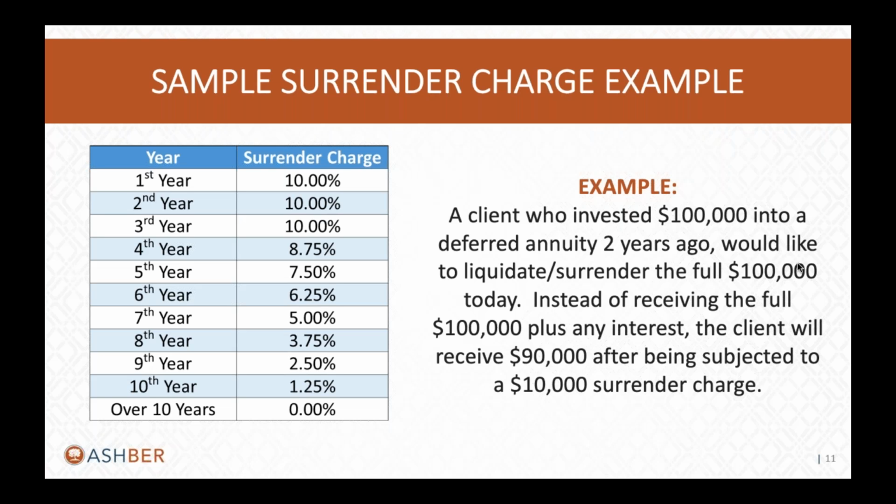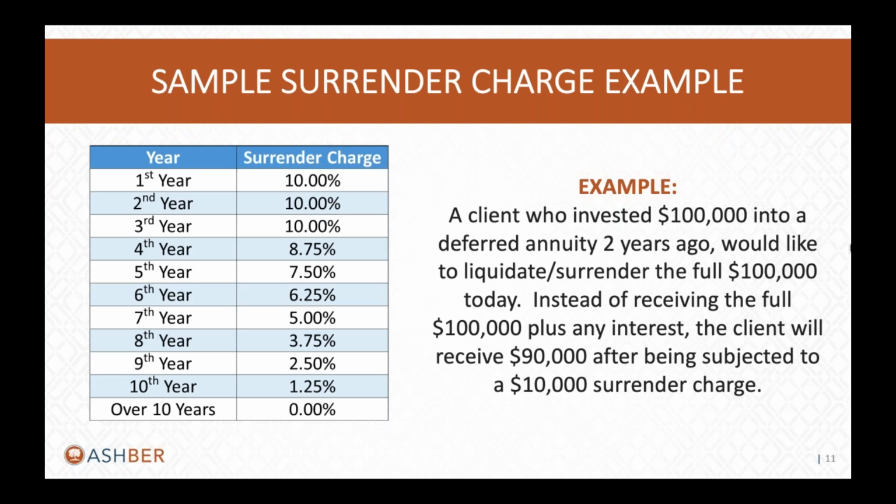You can see that the surrender percentage is going to decrease as the time goes by on the contract. Most annuities are going to eliminate the surrender charge after a time frame of either 5, 7, 10, or 15 years. So if the same client were to request a liquidation 10 years after purchasing this deferred annuity, then they would receive the full $100,000 plus any interest that grew within the contract, because the surrender charge after the 10-year time frame has been eliminated.